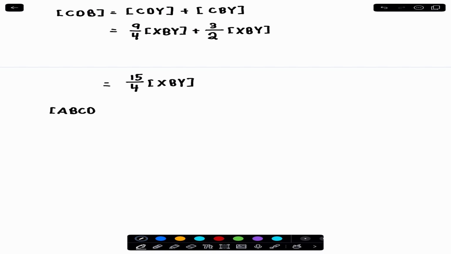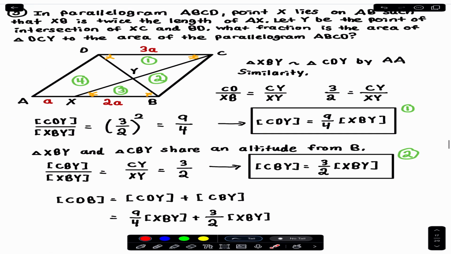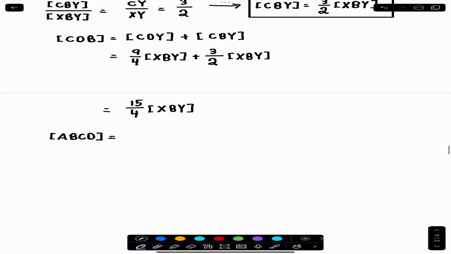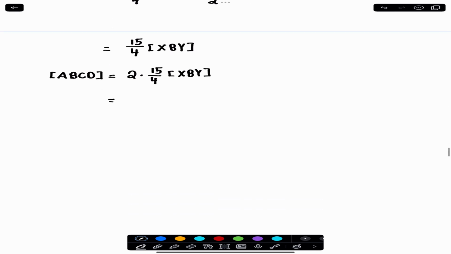And recall at the start what I said about the area of the parallelogram being equal to twice this area. And we found that area to be 15 over 4 times XBY. So this ends up being 15 over 2 times the area of triangle XBY.